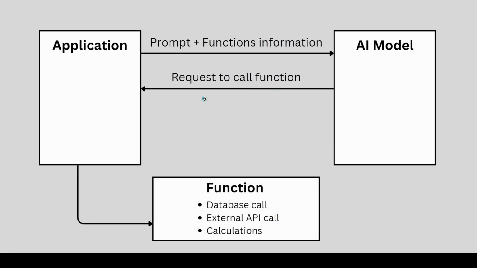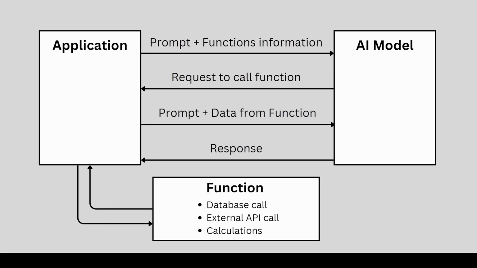Then the application calls the function, and the function can basically do anything. For example, do a database call, an external API call, or do some calculations. And it's really useful when you want to provide some live information to the AI, like current weather or some data from your database. So then the function sends some data to the application, and this data together with the prompt is sent to the AI again, and the AI model sends a response based on this data.